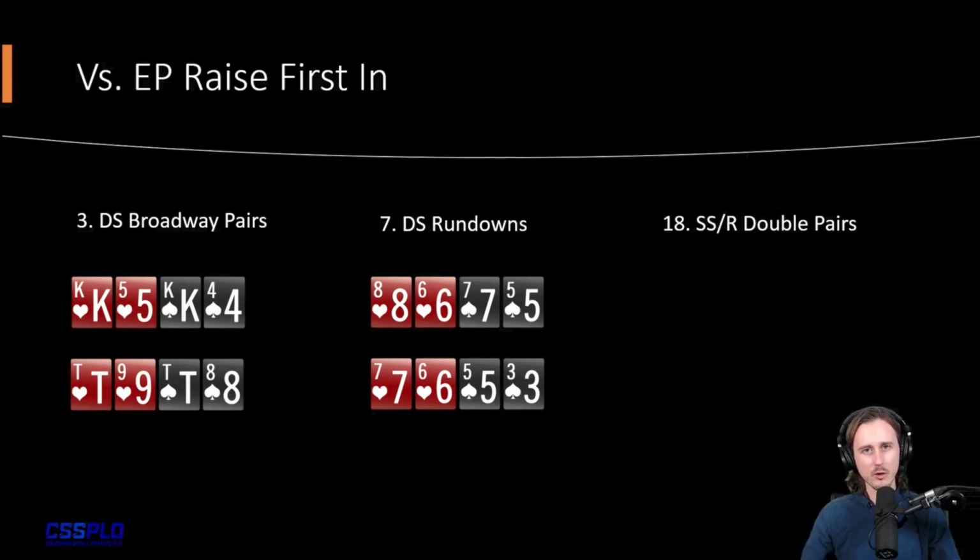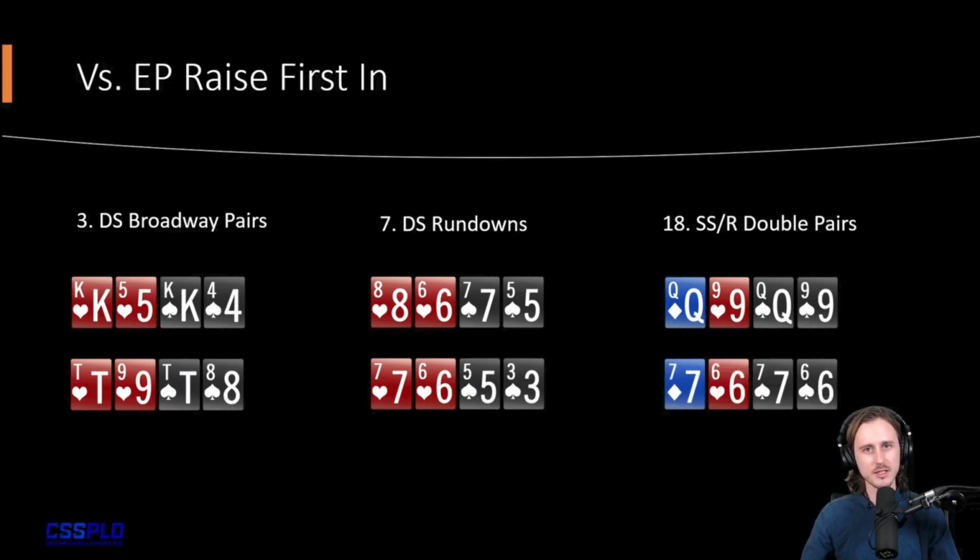Lastly, single-suited and rainbow double paired. Hands like Queen 9-9 and 7-7-6-6 single-suited. These hands again, they are too strong to fold here, but they are still fine to make a call here with. They can flop quite deceptive and very strong, but by 3-betting they risk getting 4-bet as they don't block aces, and they don't do that well in a 4-bet pot here.